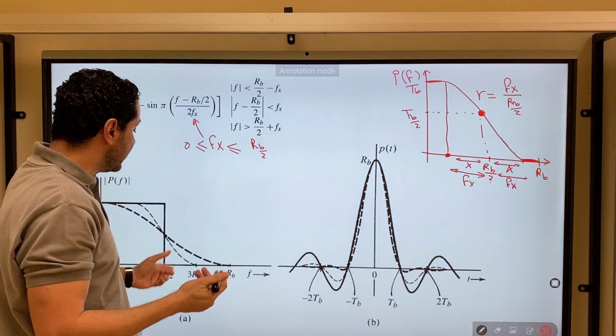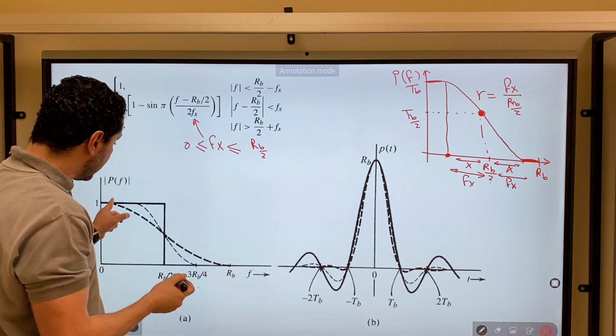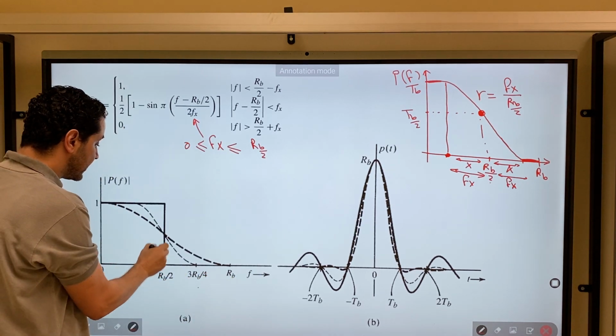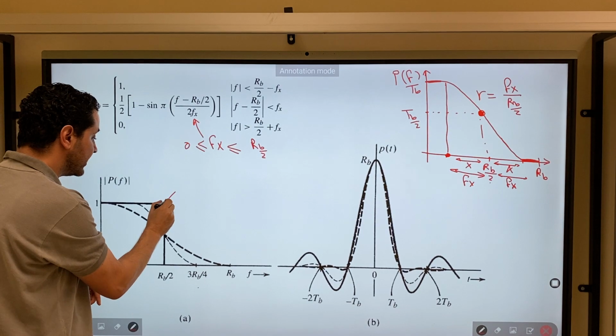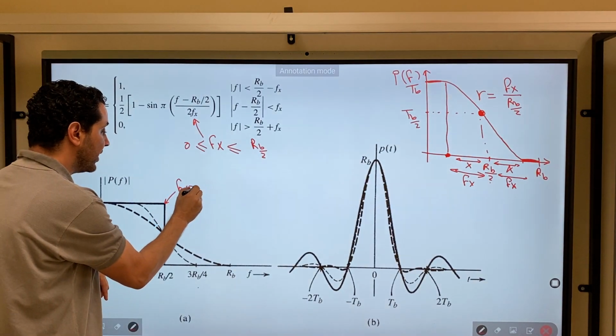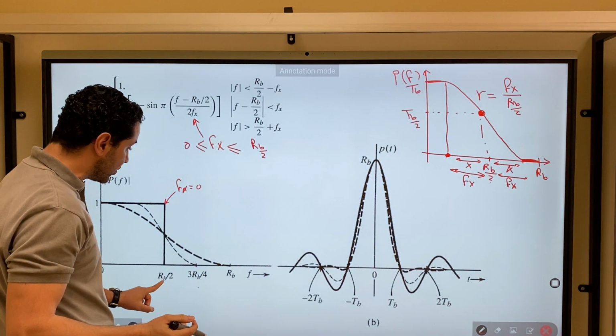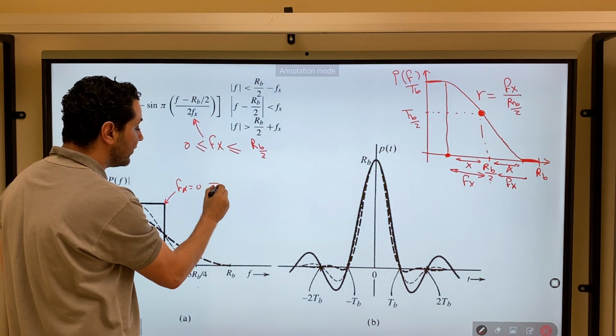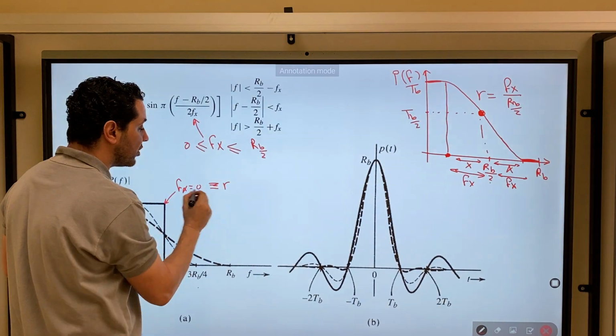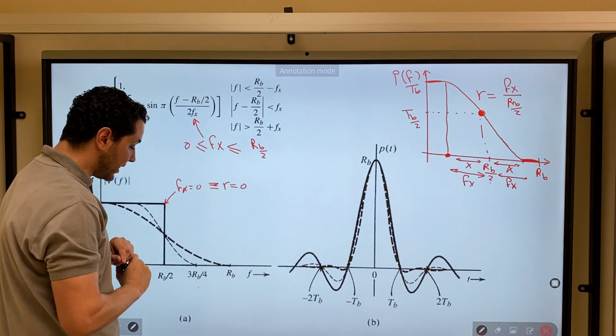It can be 0, and if it is 0, then the bandwidth will be Rb/2, similar to this rectangular function. So this is Fx equals 0. There is no extra bandwidth. The bandwidth is the minimum bandwidth, which is Rb/2. And this is equivalent to having a roll-off factor of 0.